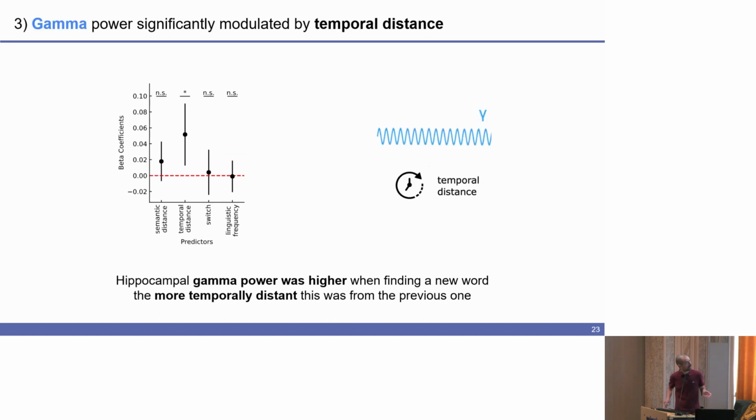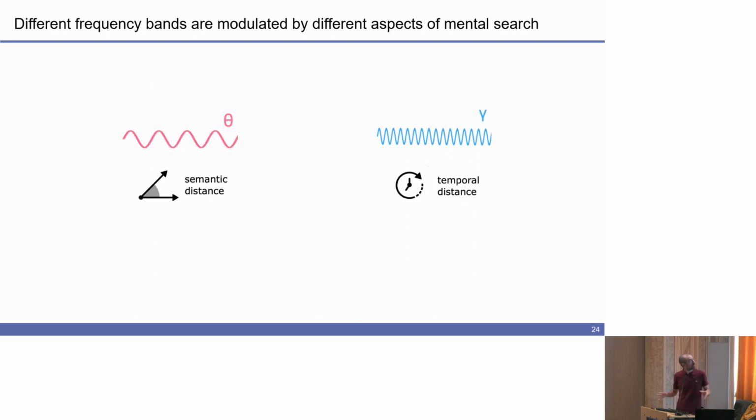Then, when we look at gamma, we realized that semantic distance was only predicting theta, because in gamma there is temporal distance as the only significant predictor. So gamma power was higher when finding a new word, the more temporally distant this was from the previous one. So we can say that different frequency bands are modulated by different aspects of mental search.